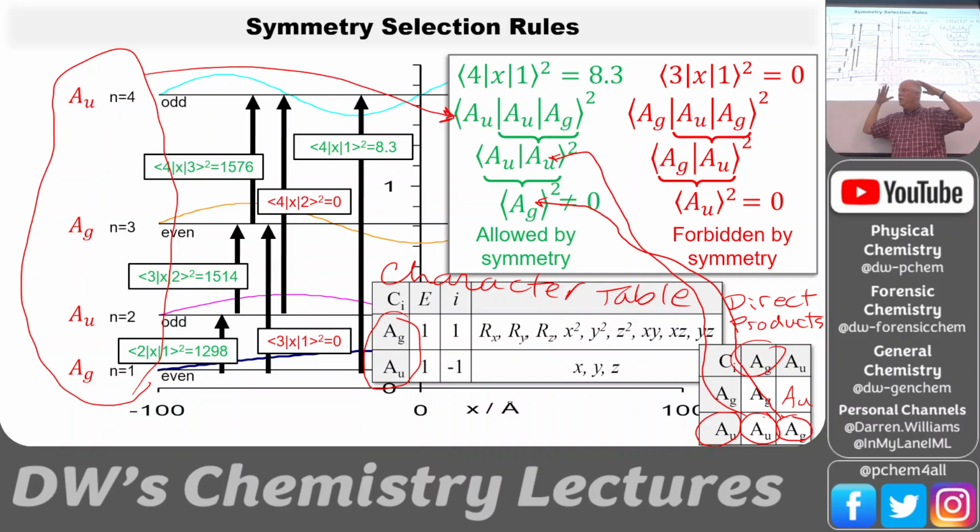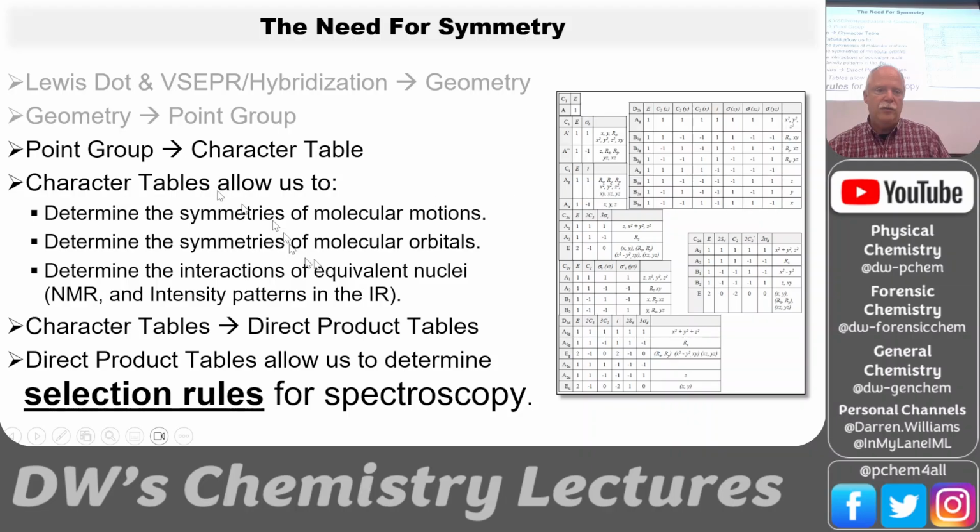But once you get good at that, you can draw well and you can see the symmetry, then it's easy. Character table, direct product table, I know my integrals, I know if it's allowed or not. So once you get it all, that's the thing. To work on drawing, work on seeing the symmetry. So basically what I just said is all right here.